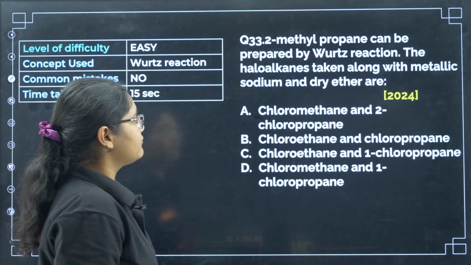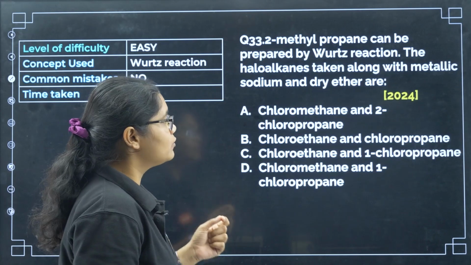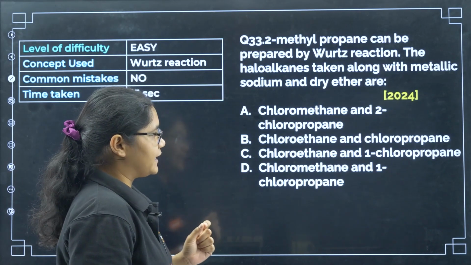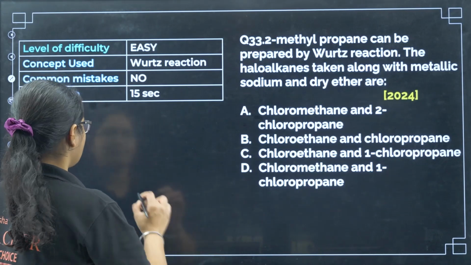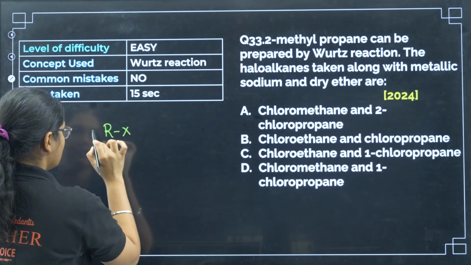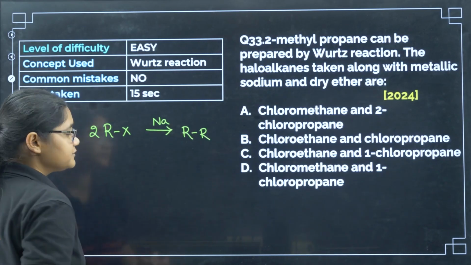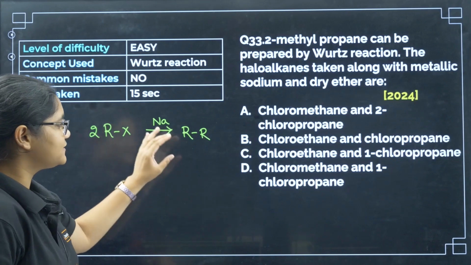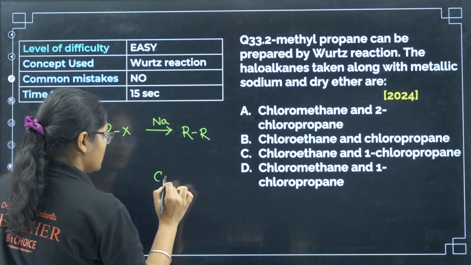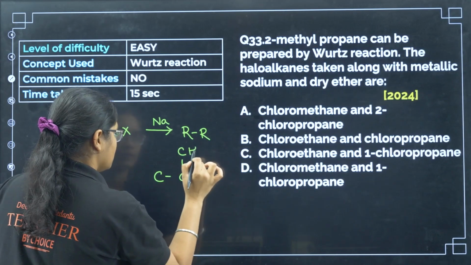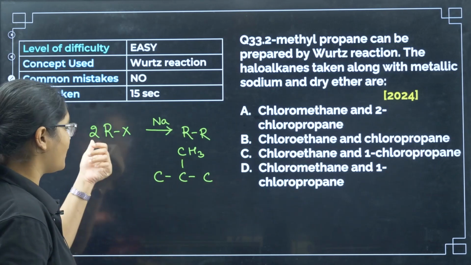Okay, next we have a previous year question of 2024. 2-methyl propane can be prepared by Wurtz reaction. The haloalkanes are taken along with metallic sodium and dry ether. So if you remember, Wurtz reaction is what? RX in presence of sodium and dry ether gives me R-R, right? So now I want to prepare 2-methyl propane. Okay, this is the product that I want to prepare. So what all RX do I have to take?